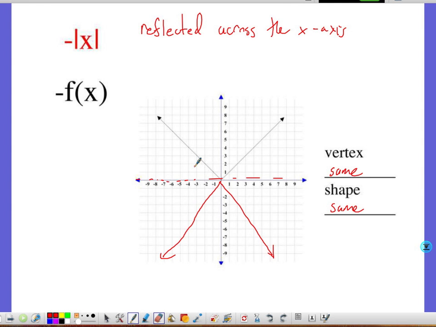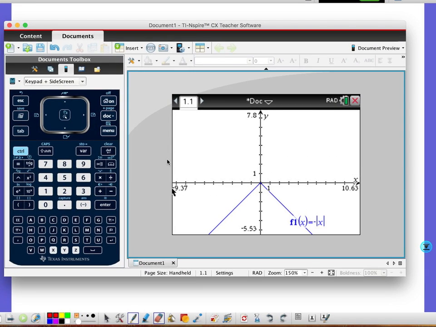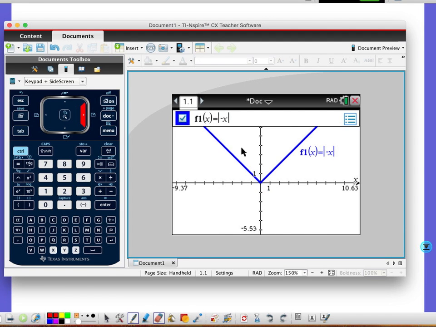Now, what is the difference between this equation here and that equation and this one? Well, it's the placement of the negative. The negative is on the inside of the absolute value. So let's see what happens when we put it on the inside. There it is.